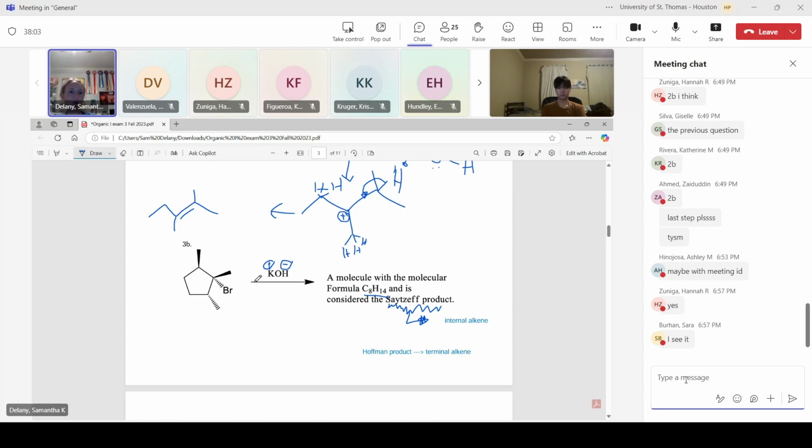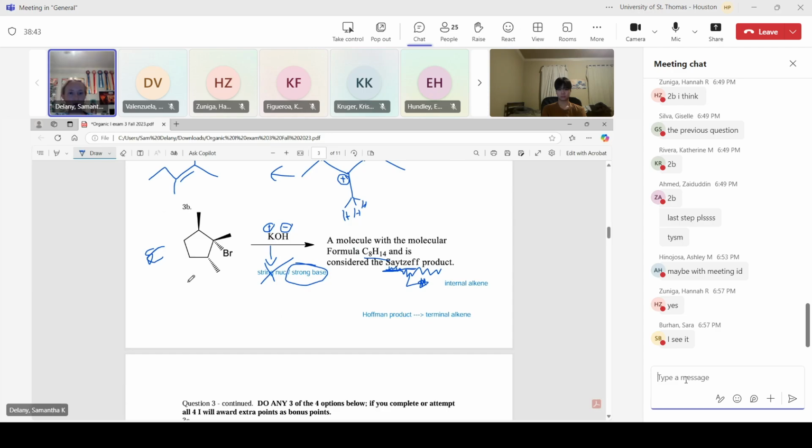So let's go ahead and count all of our carbons on here. 1, 2, 3, 4, 5, 6, 7, 8. Okay, we have 8 carbons on here, so we're not doing anything with our carbon count. And since they're asking for the Zaitsev product, we know that they're going to want an alkene. So KOH could be acting as either a strong nucleophile or a strong base. But because they're asking for an alkene product, an elimination product, we know it's going to be acting as a strong base rather than a strong nucleophile in this case.